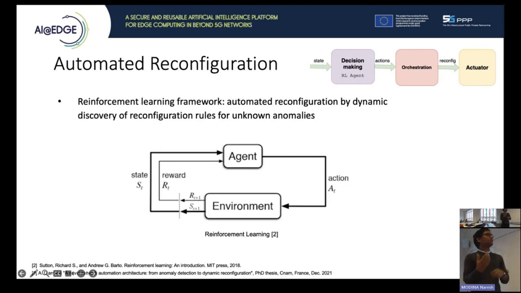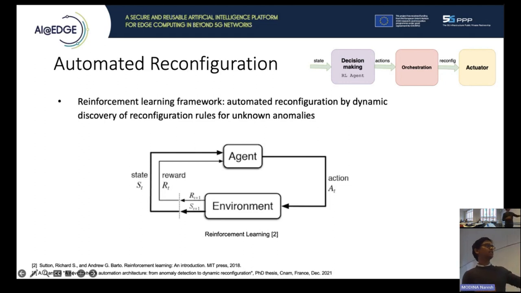So first of all, I would like to present some fundamental details about reinforcement learning. Here, this is a very classic presentation of reinforcement learning, in the sense we have an environment and we have an agent, an intelligent agent that tries to learn the behavior of this environment by proposing actions and observing the reaction.